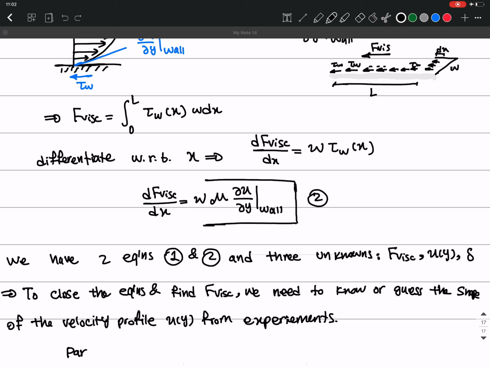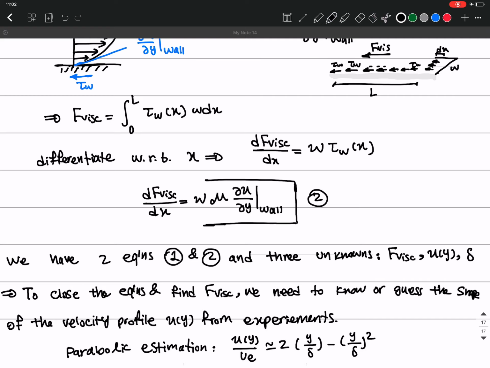It also depends on the roughness of the plate. So it's a very complex problem, but one estimation is what we call the parabolic estimation. I'll just write it down for you if you are interested. So in this estimation, u of y over ue is estimated to be a function: 2y over delta minus y over delta squared.